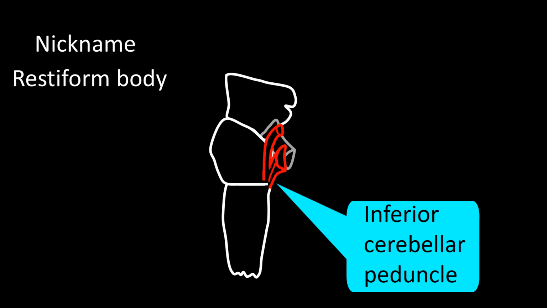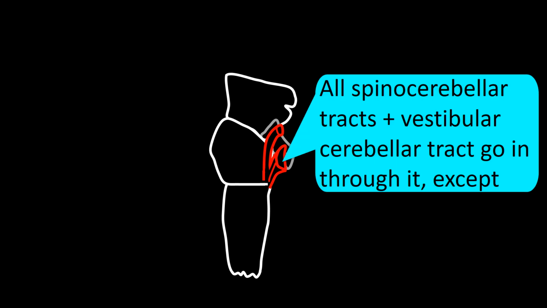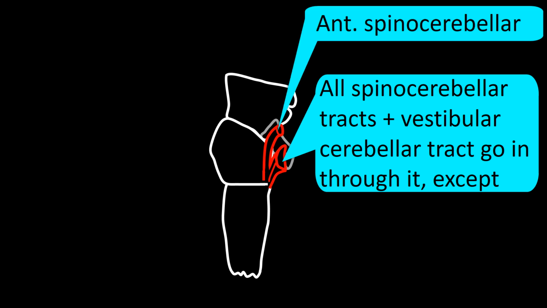A second nickname is used for the innermost region of this peduncle. The nickname is juxtarestiform body. All the tracts going to the cerebellum from the vestibular nucleus and the spine enter the cerebellum by the inferior peduncle, except for the anterior spinocerebellar tract. This tract enters the cerebellum at a superior level mixed with the fibers from the superior cerebellar peduncle.